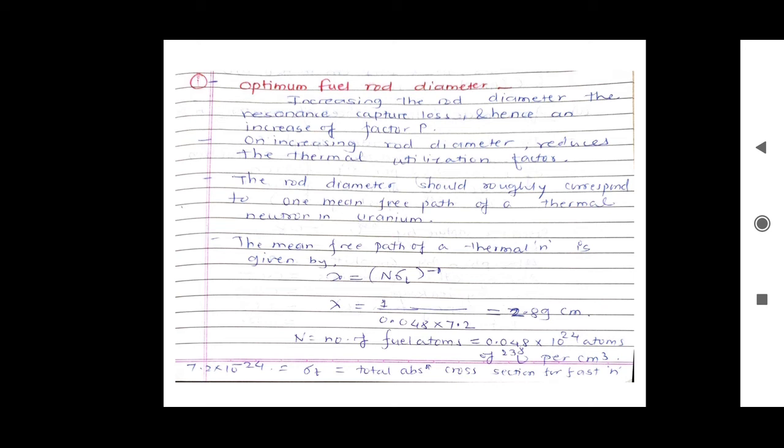The mean free path of a thermal neutron is calculated by the equation lambda = (n sigma T)^-1. Here n is the number of fuel atoms, equal to 0.048 x 10^24 atoms of uranium-238 per cubic centimeter, and sigma T is the total absorption cross section, 7.2 x 10^-24. When we put these two values of n and sigma T in the equation, we get 2.89 centimeter. So lambda, the mean free path of a thermal neutron, is 2.89 centimeter.